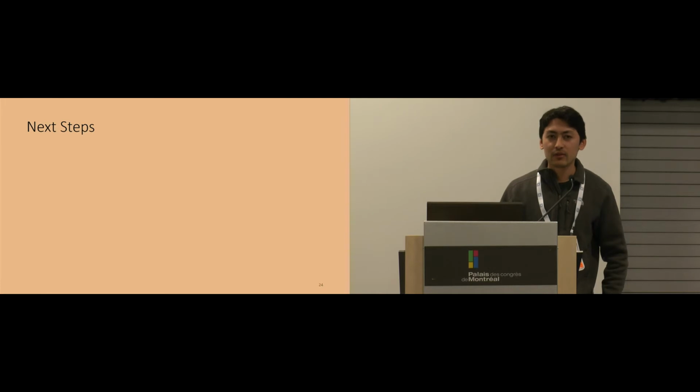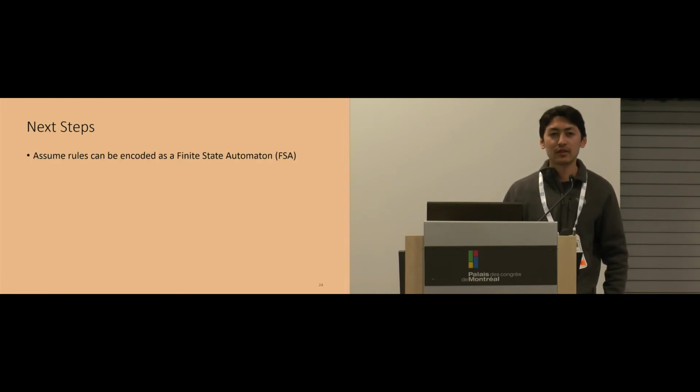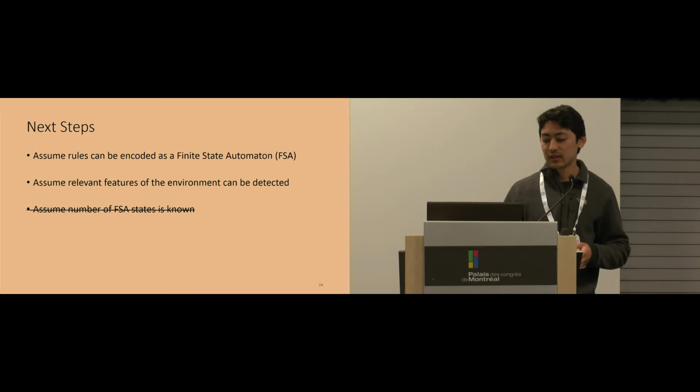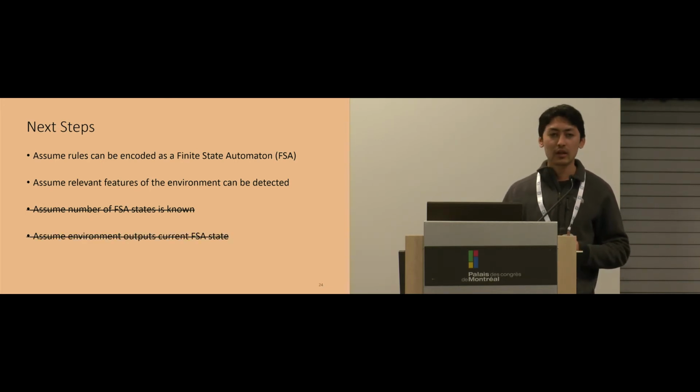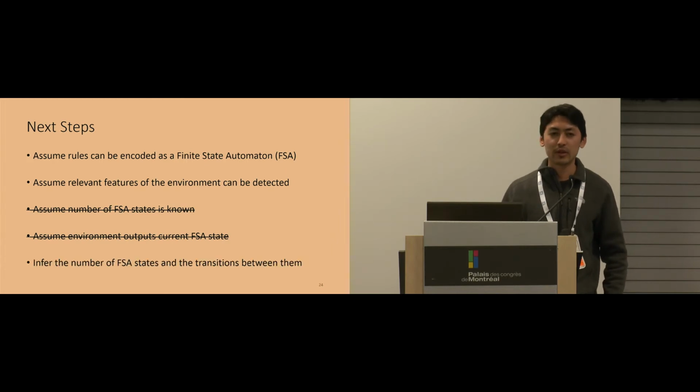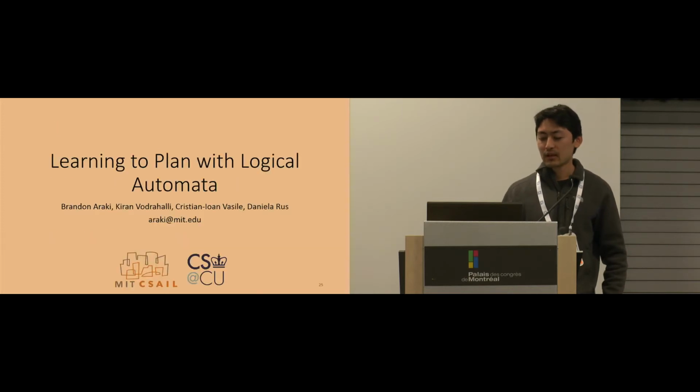So for next steps, if you recall, we made a few assumptions, including that the rules are encoded as a FSA and that relevant features of the environment can be detected. But we'd like to get rid of the assumptions that we know the number of FSA states and that the environment outputs the current FSA state at every time step. I think that this is possible, so that's what we're working on right now. The goal would be to infer the number of FSA states as well as the transitions between them. So thanks for your time. If you have any questions, please let me know.